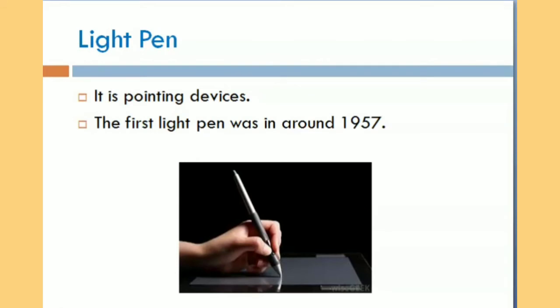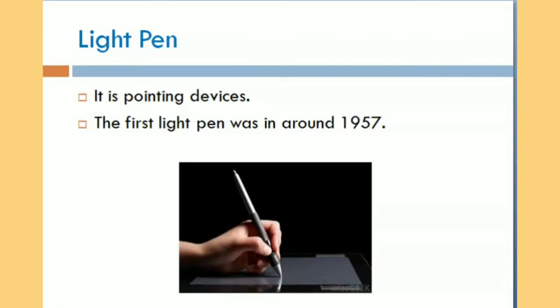The next is the light pen. A light pen is also a type of pointing device, like a wand. We use it to choose our desired option among the various display options. The light pen can also be used directly on the screen for making graphics or drawings.